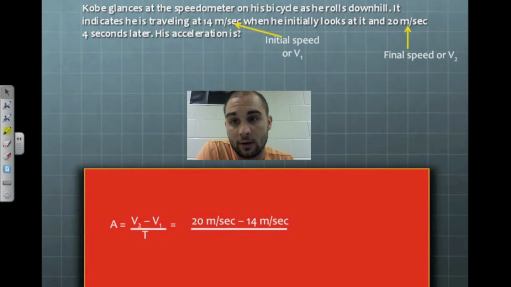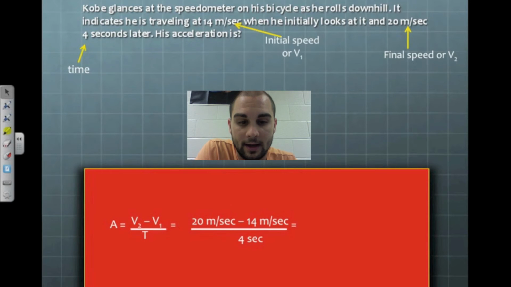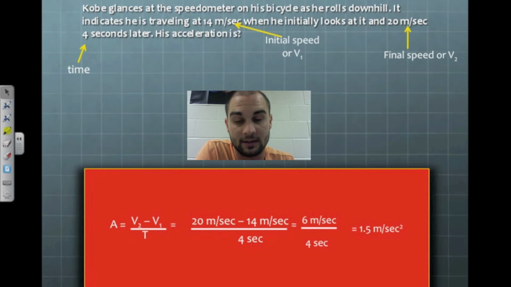Now we need to figure out what our time is. From 14 to 20 meters per second, how much time passed between that? That would be 4 seconds. So that 4 right there is your time. That's going to go underneath, 4 seconds. Now I'm going to subtract that 14 from that 20. When I do that, I get 6 meters per second over 4. When I divide those, that gives me 1.5 meters per second squared.